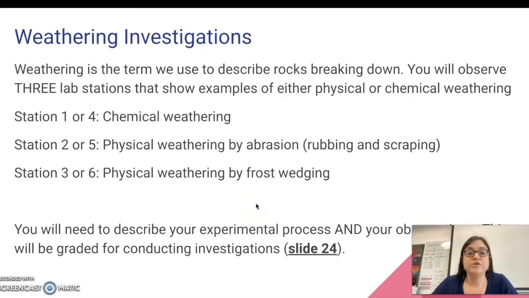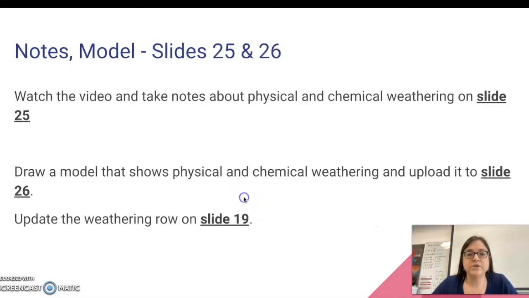All right, so when you're done with the experiments, you'll need to go to slide 25 and watch the video and take notes about physical and chemical weathering. All right, and then draw a model for slide 26 that shows physical and chemical weathering, and then update the weathering row on slide 19.